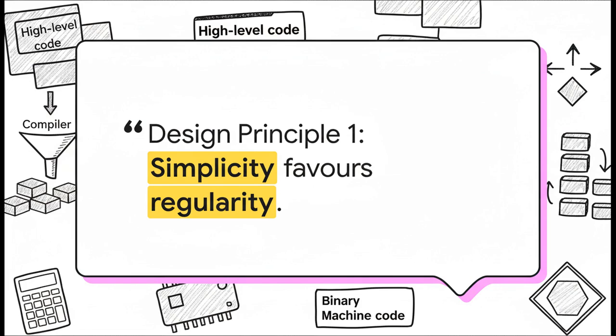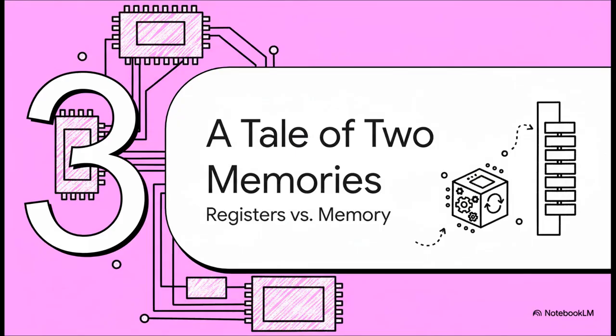And this whole process reveals a really core design principle for modern processors. Simplicity favors regularity. By forcing everything into this super simple, super regular format, always take two things, do one operation, put the result in a third place, the hardware itself can be made a lot simpler. And why does that matter? Because simpler hardware is almost always faster hardware.